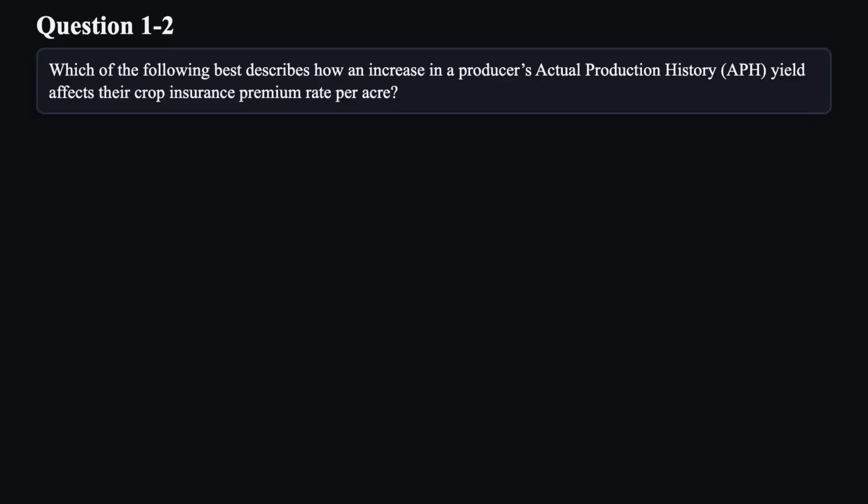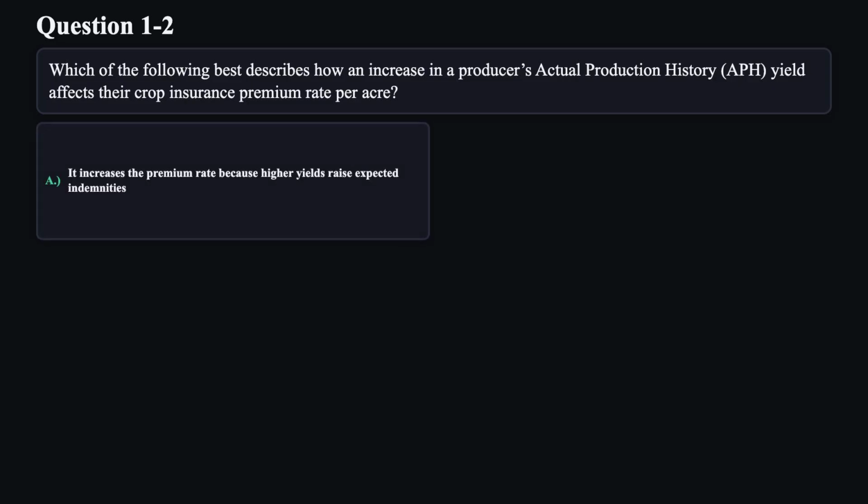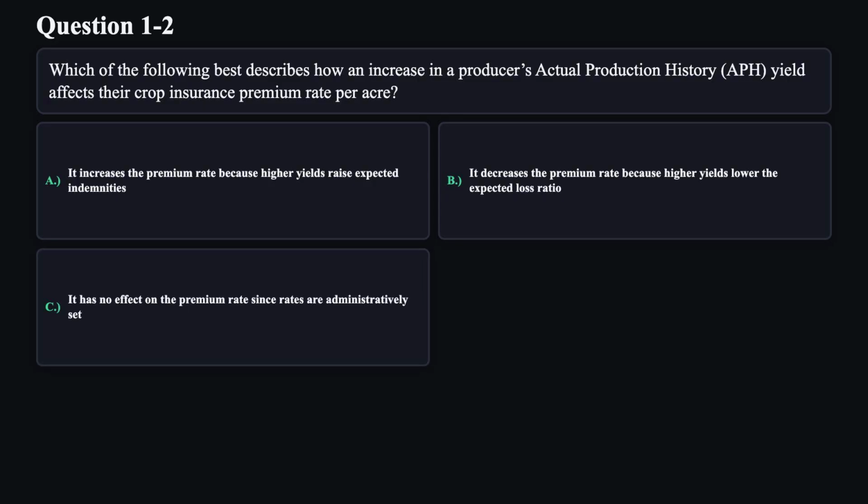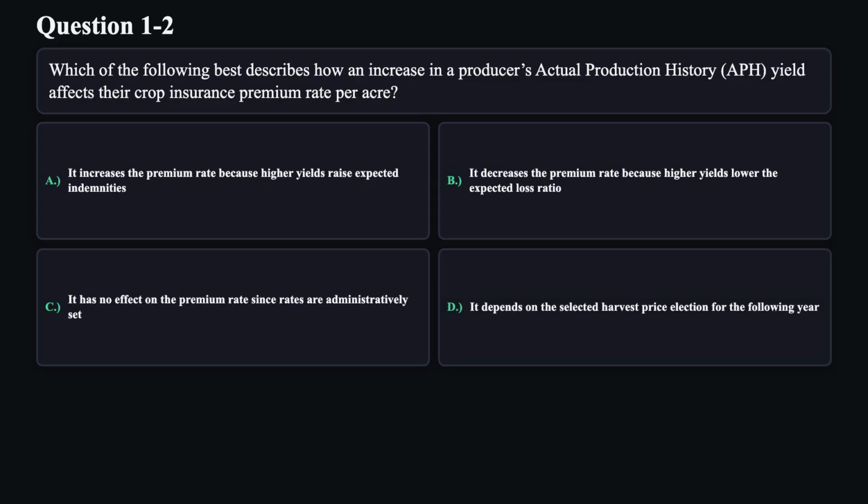Question 2. Which of the following best describes how an increase in a producer's actual production history, APH, yield affects their crop insurance premium rate per acre? A. It increases the premium rate because higher yields raise expected indemnities. B. It decreases the premium rate because higher yields lower the expected loss ratio. C. It has no effect on the premium rate since rates are administratively set. D. It depends on the selected harvest price election for the following year.